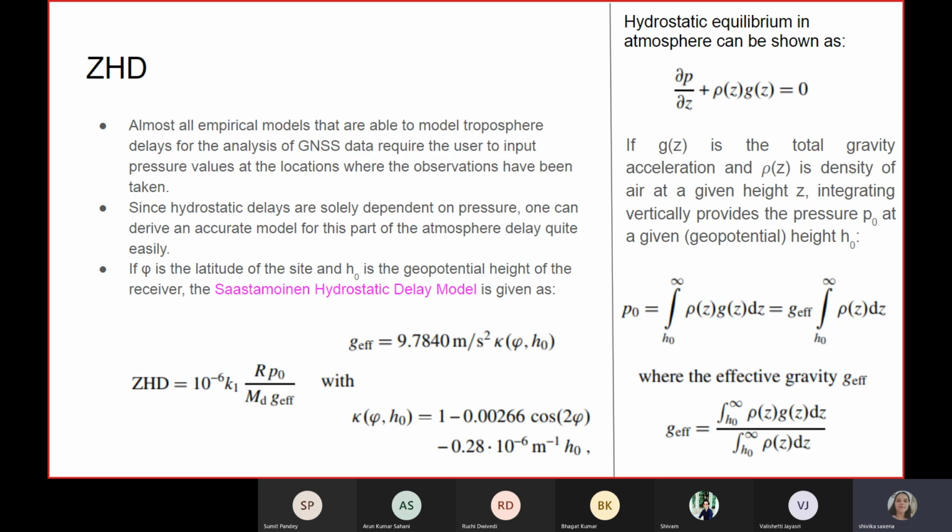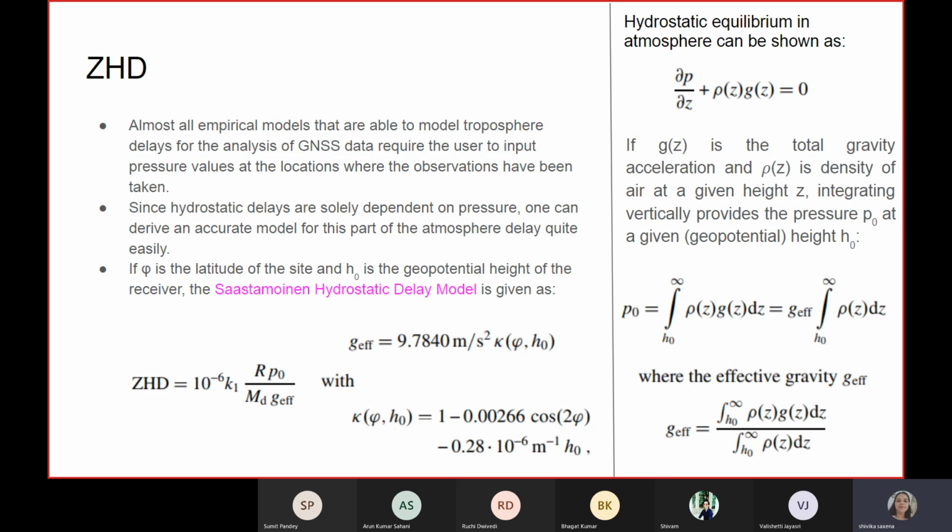Why is dry delay easier to model? Because we only need pressure values at the location, and location information. Where is this location? We also need that data. That is, we need the latitude of the site and the geopotential height of the receiver. We input these two values in the Saastamoinen hydrostatic delay model.